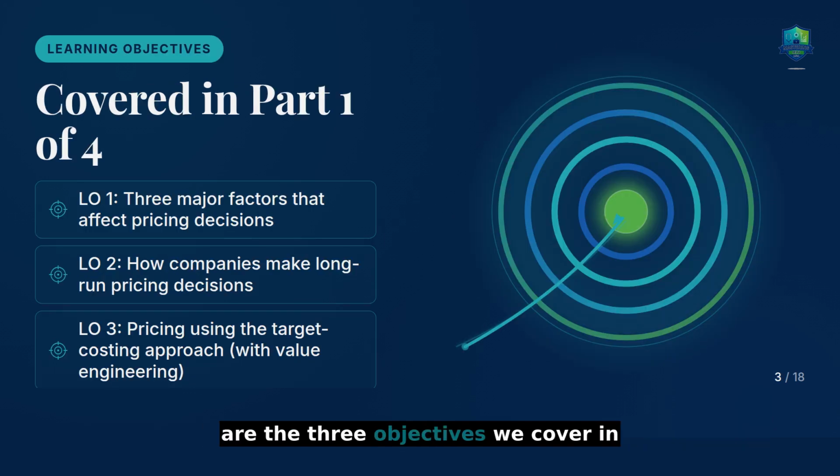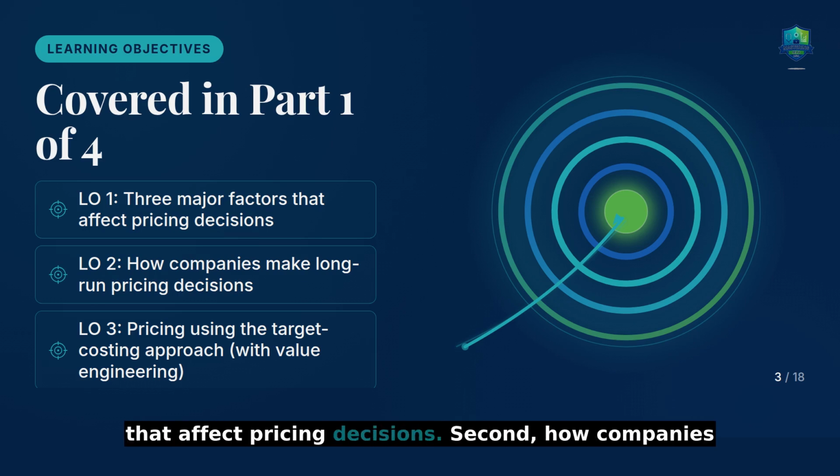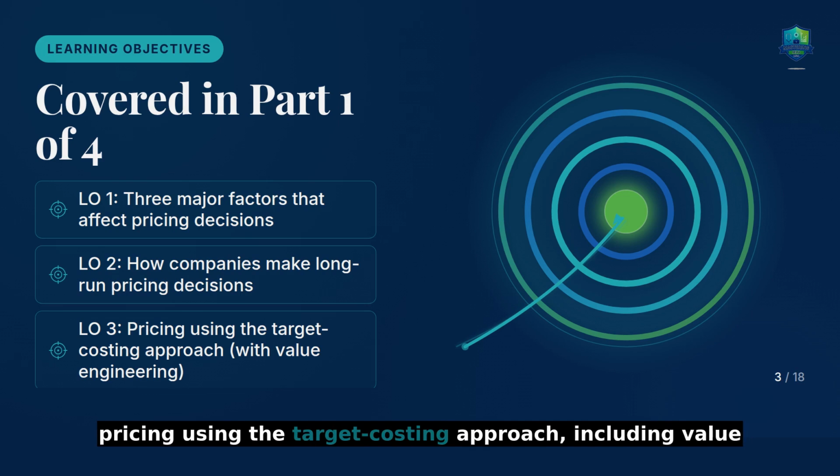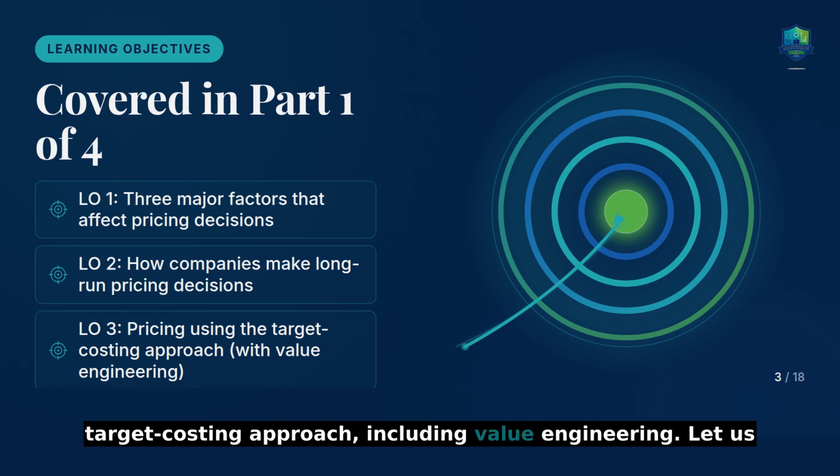Here are the 3 objectives we cover in part 1 of 4. First, the 3 major factors that affect pricing decisions. Second, how companies make long-run pricing decisions. Third, pricing using the target costing approach, including value engineering.